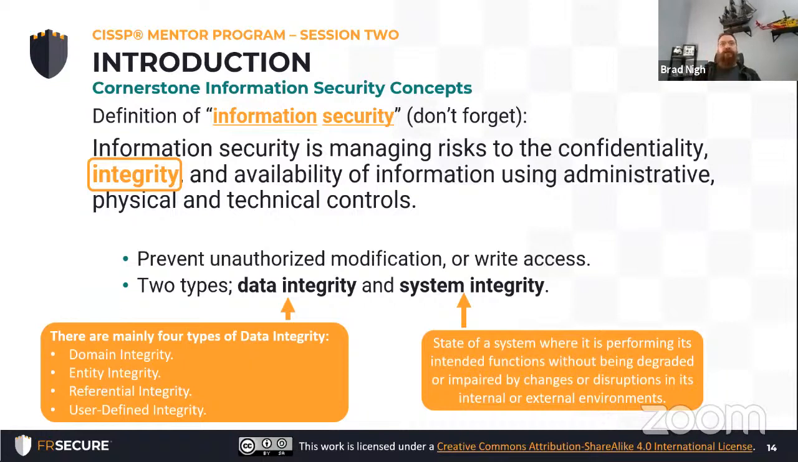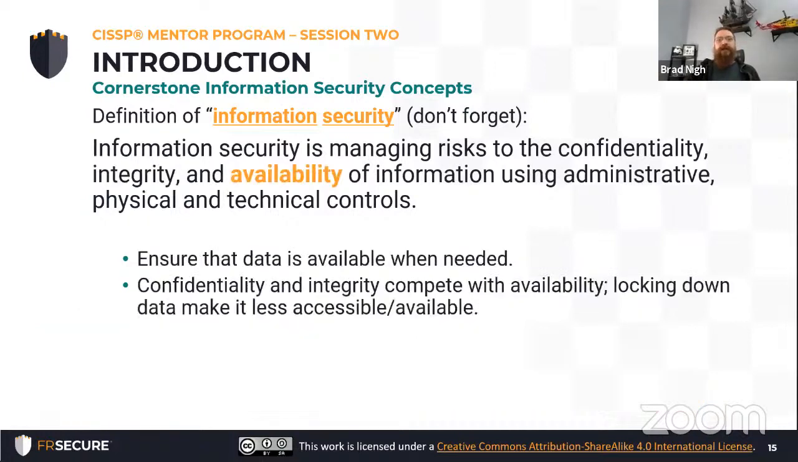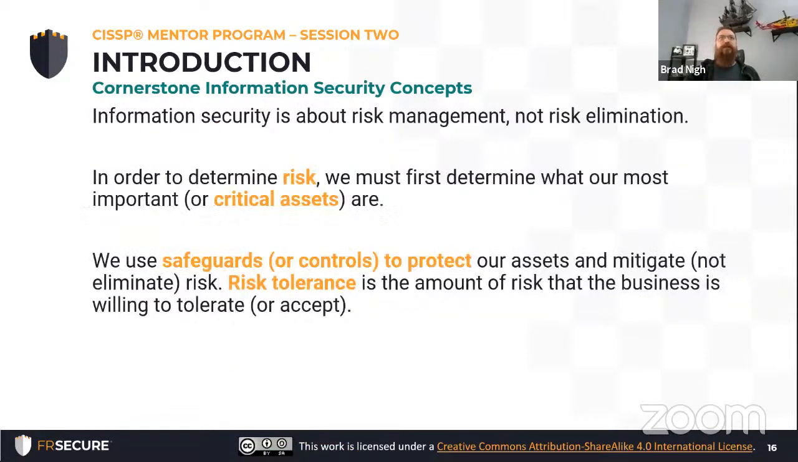So data integrity is the data. System integrity is the actual system running it, making sure that it's not been changed or modified. And then availability, making sure that it's available when you need it, right? It's pretty straightforward.